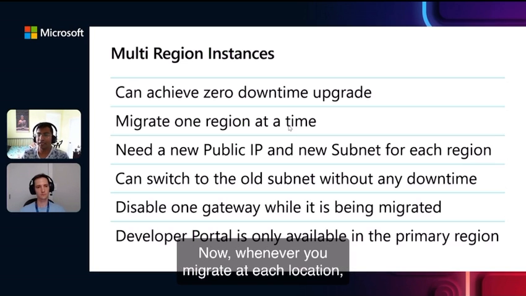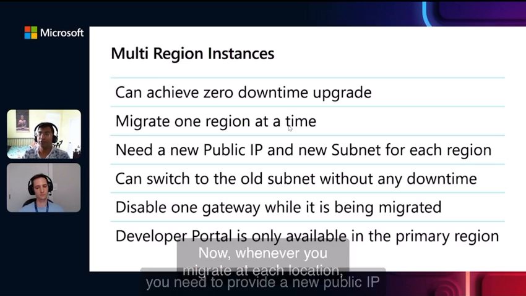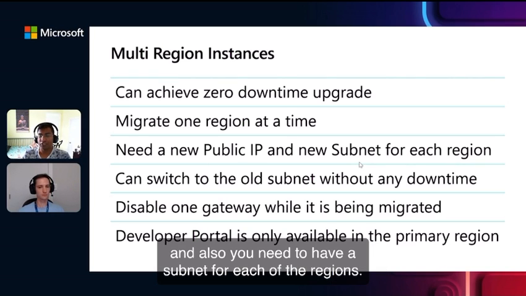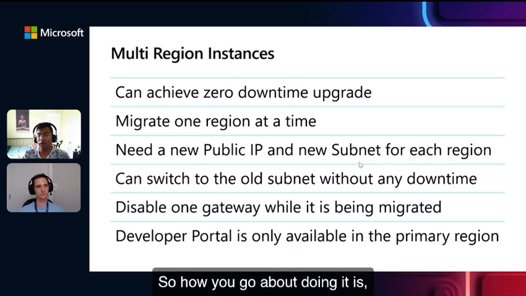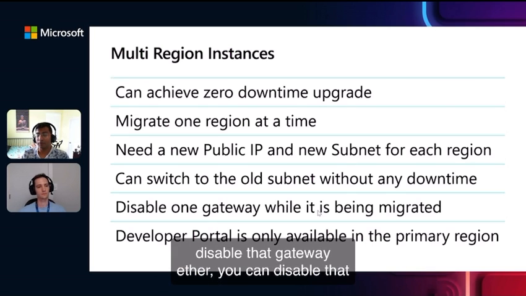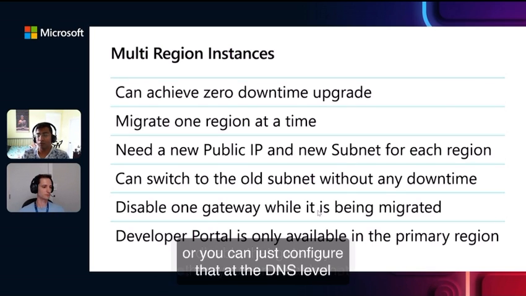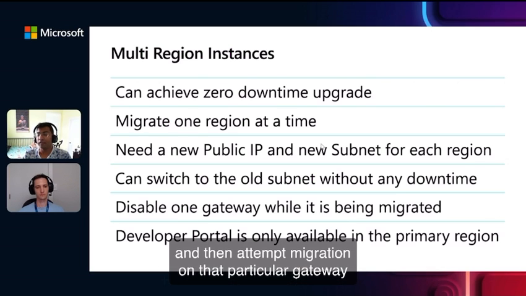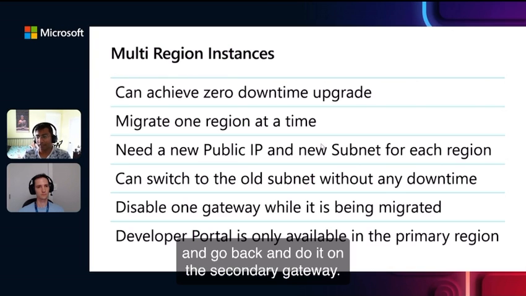Now, whenever you migrate at each location, you need to provide a new public IP, and also you need to have a subnet for each of the regions. So how you go about doing it is disable that gateway. Either you can disable that or you can just configure that at the DNS level or the reverse proxy level. So to cut traffic to the gateway that you are planning to migrate, and then attempt migration on that particular gateway and go back and do it on the secondary gateway.